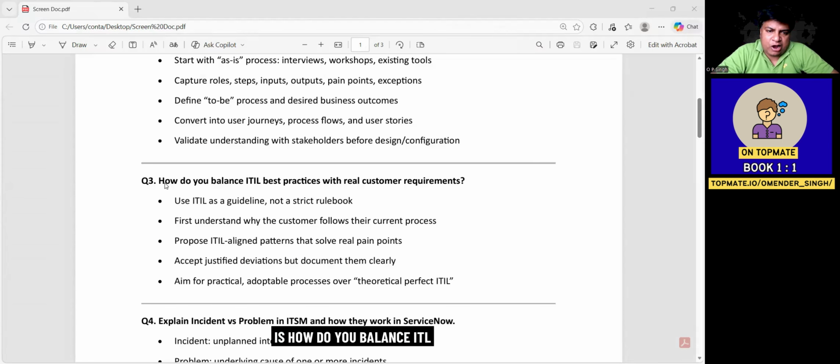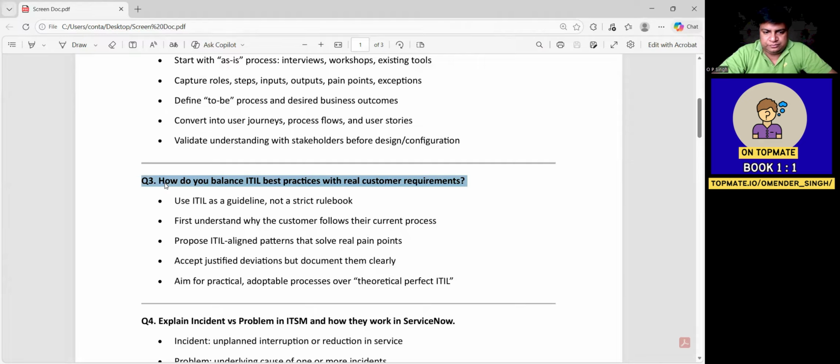The question number 3 is, how do you balance ITIL best practices with real customer requirements? Yes, you are a functional consultant, so you have to be in touch with customers and take care of all these things. This is one of the good questions. Your answer should be very simple: you use ITIL as a guide here, not a strict playbook or rule book. First of all, you understand why the customer is currently working in a certain way, because they must have their own ways of working, so you have to understand their way. Then you suggest ITIL-aligned improvements if there are any, so that they will fix their real problems.